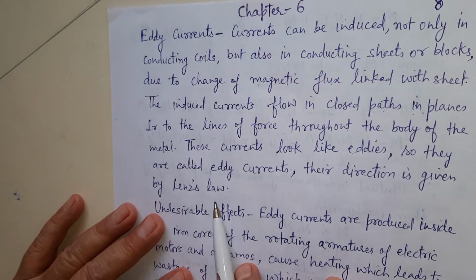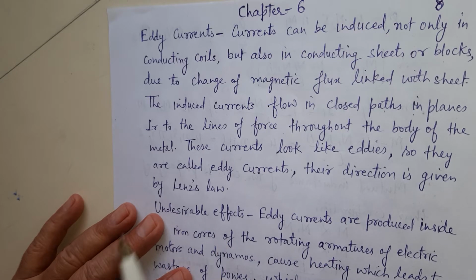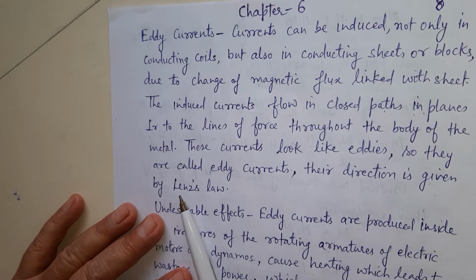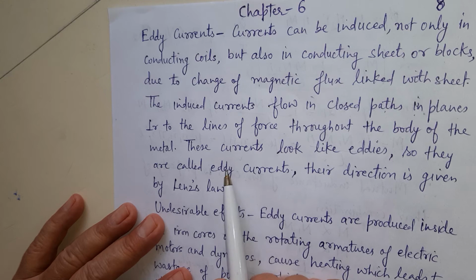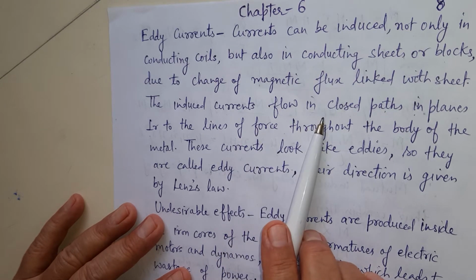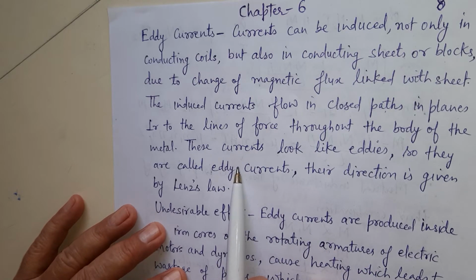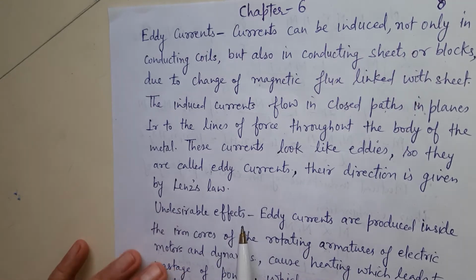They are just induced currents but in the form of closed paths, because here the conductor is not a coil, it is a block. So the block is considered to be made up of different loops. So there are induced currents produced in closed paths. They give rise to eddy currents. So there is some undesirable effect of eddy current.